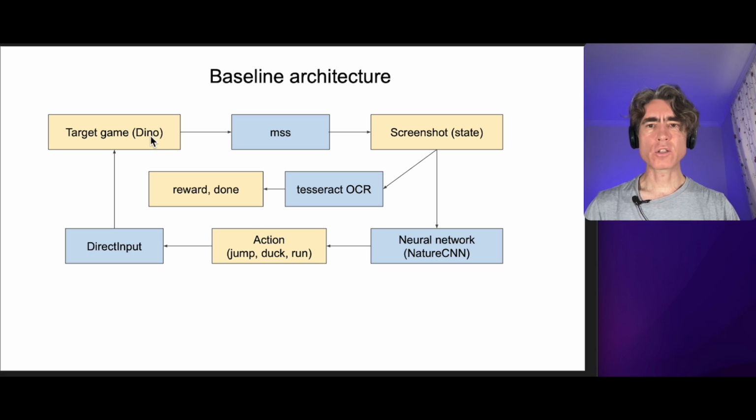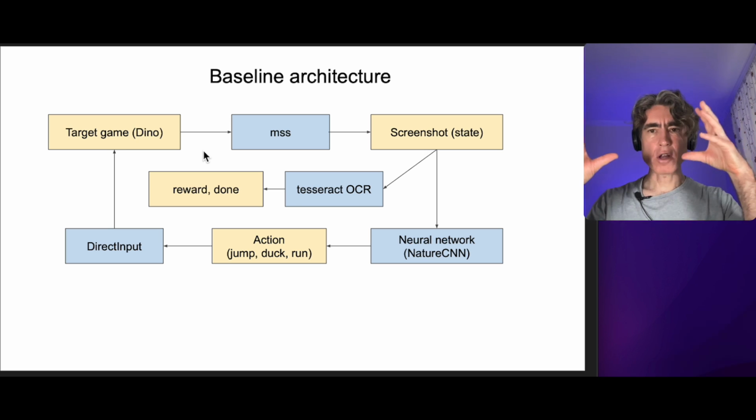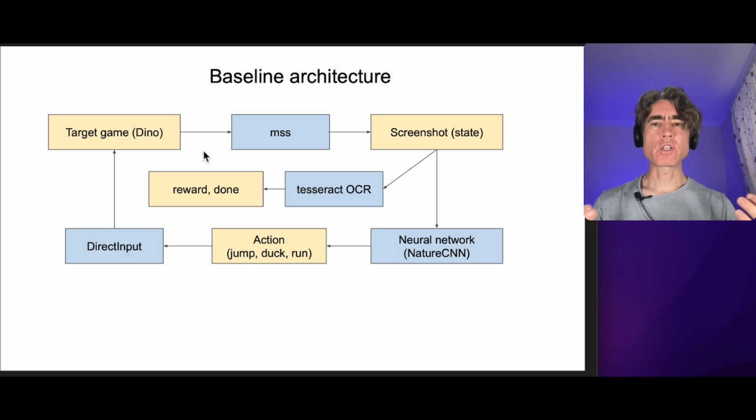All right, so let's look at the baseline architecture for how we're going to use RL on a desktop application or game. So here we've got a target game. Now, in this case, it's Dino, but it could be any browser game or any game at all, in fact, that will run on the desktop, because we're not using an API to interact with it. We're simply taking screenshots using MSS and controlling it directly.